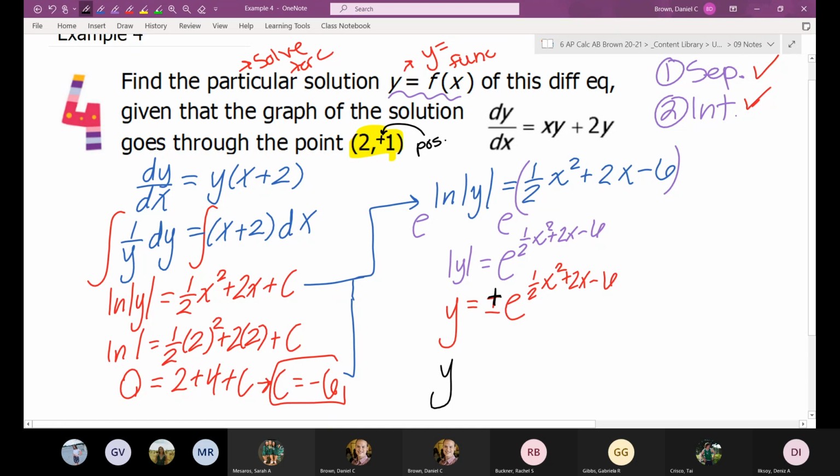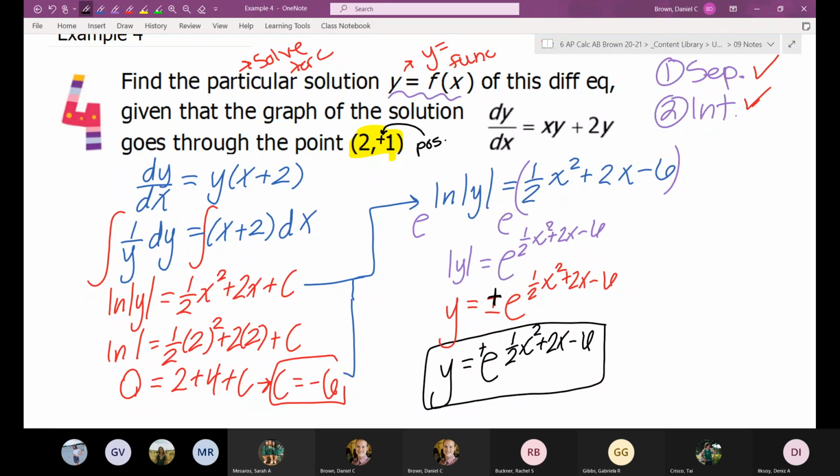So your final answer is going to be y is equal to e, again, technically positive e, to the 1/2 x squared plus 2x minus 6. How can we change that? Like, if my initial condition was, say, 2 comma negative 1, then I would have chosen the negative e raised to all of that.